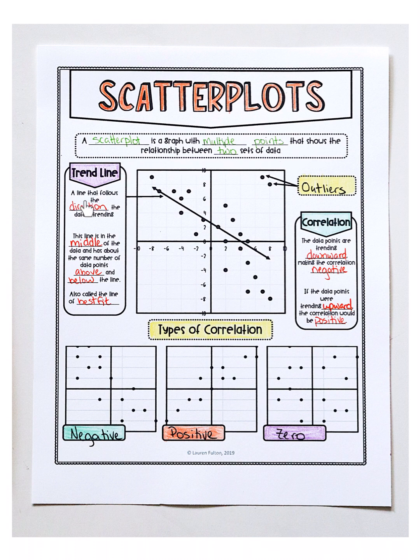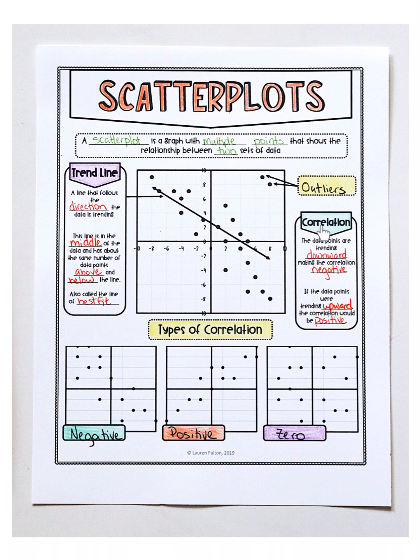A trend line is a line that follows the direction the data is trending. The line is in the middle of the data and has about the same number of data points above and below the line. It's also called the line of best fit. We have outliers. They're dots that are not near the other pieces of data.